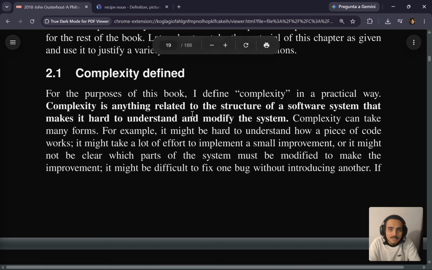Complexity defined. For the purposes of this book, I define complexity in a practical way. Complexity is anything related to the structure of a software system that makes it hard to understand and modify the system. To the structure of a software system. So the structure is about what components the system has and the relationships.